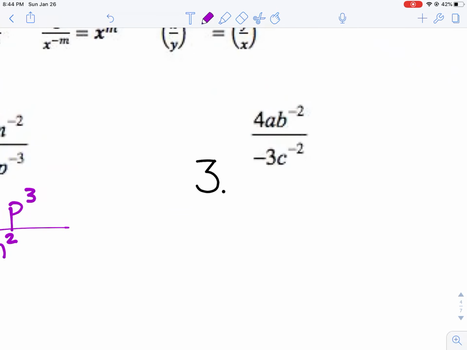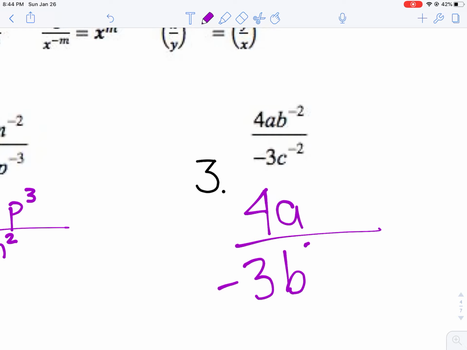And then the very last one, so we have a couple different things that we need to move. The 4 and the negative 3 can stay. My a can stay because it has a 1 as the exponent. B needs to move down. So when I move it, it needs to become positive.